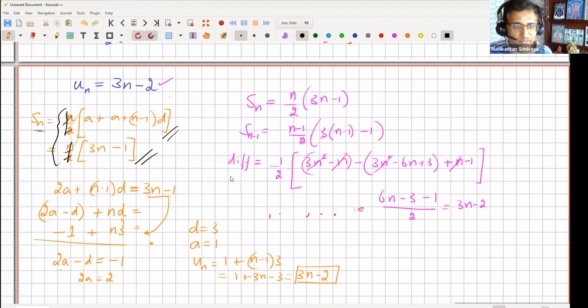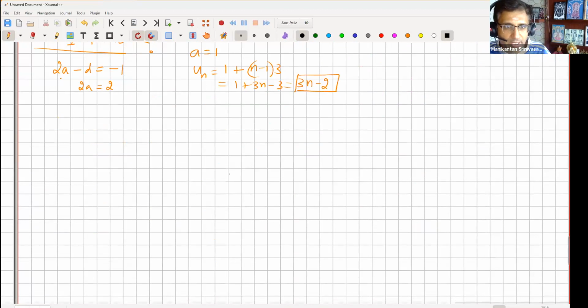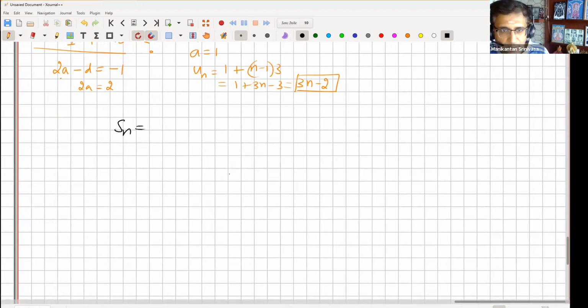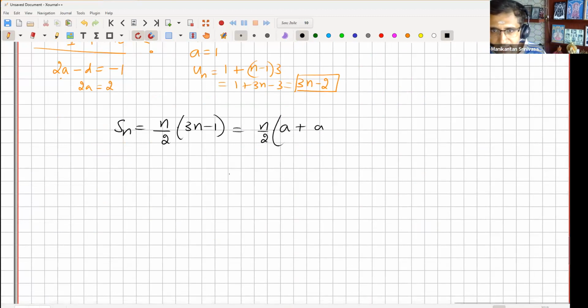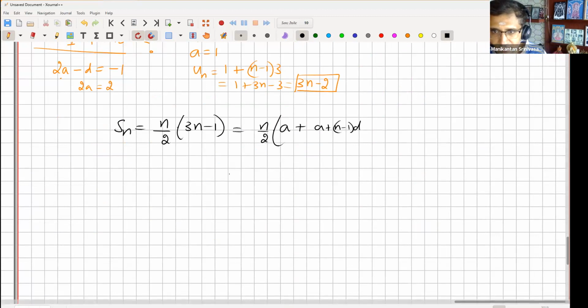Now, Amit added another extra flavor on top of that. Again, let's start from the beginning. We all agree that Sn in the problem is given to be n by 2 times 3n minus 1. But we also know that in general, the formula is n by 2 times the first term plus the last term, a plus n minus 1 times d. Now, what Amit is saying is, let's do S1 based on the formula that's given. What is S1? S1 is the sum till the first term, which is the first term itself. The sum till one term is nothing but the first term itself, right?